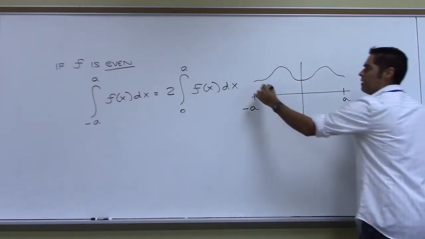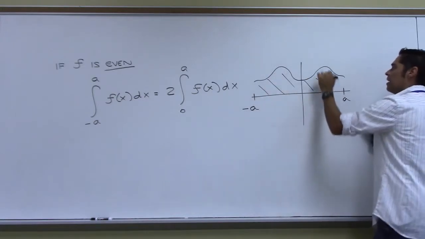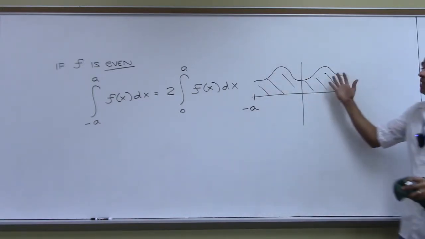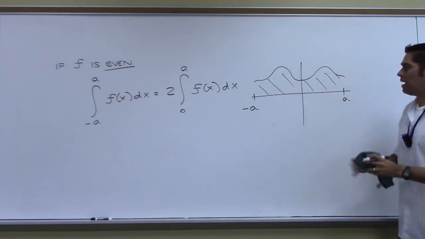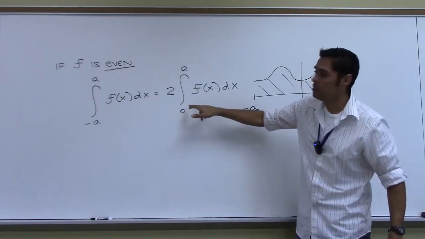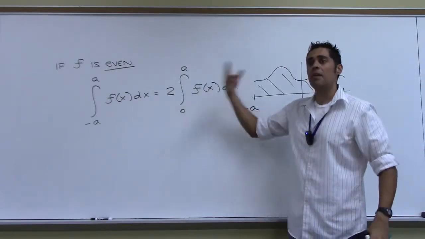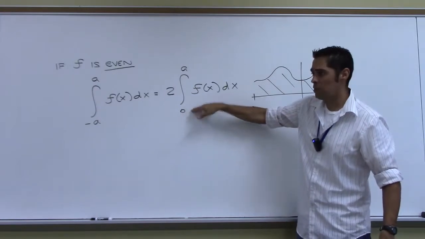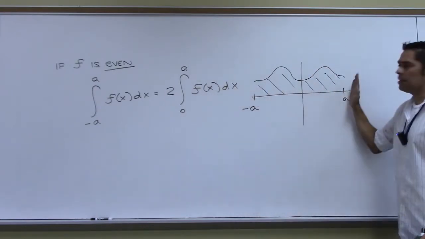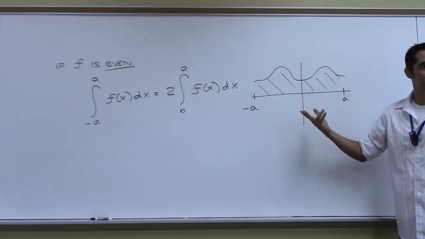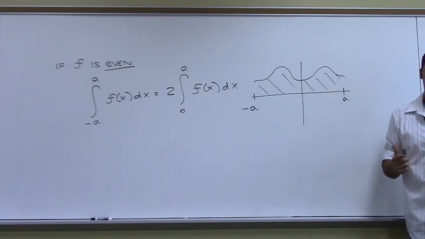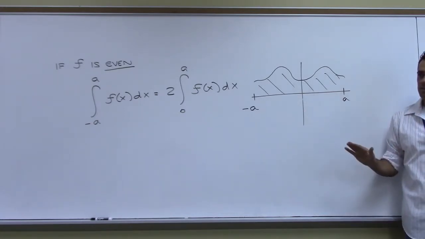So if I'm trying to find that entire area, do I really have to find the whole thing? No, all I have to do is what? That's right, double the area on one side, and that's what this is. 0 to a would be from here to here. Take that answer and double it. That only works if it's an even function, though, right? Only if it's even.